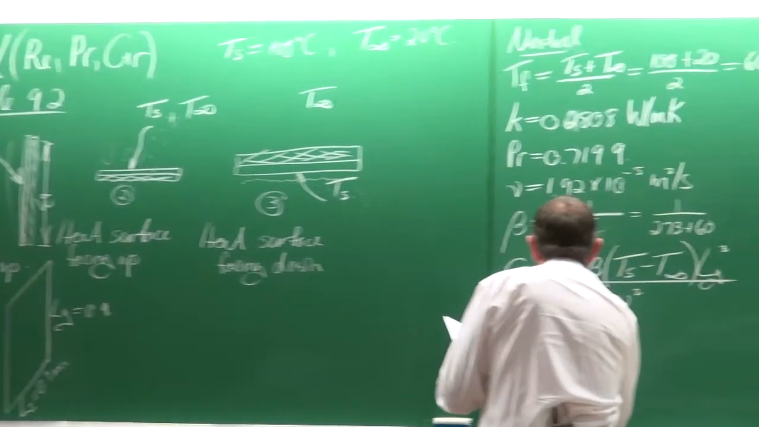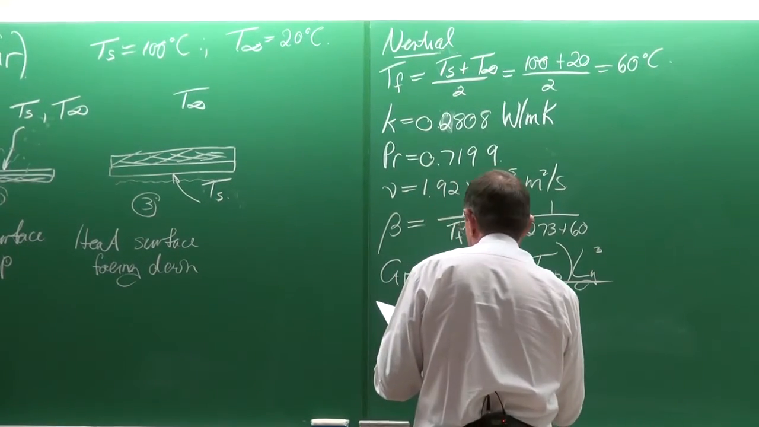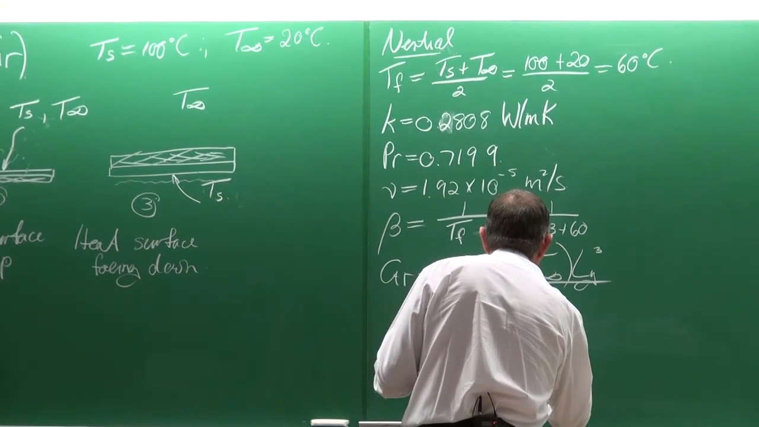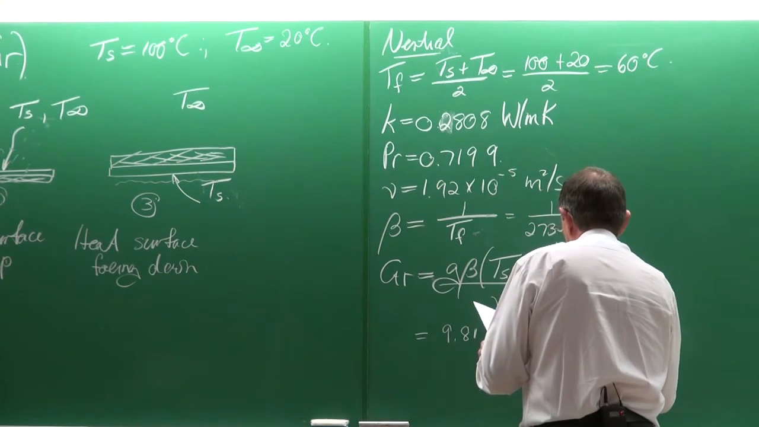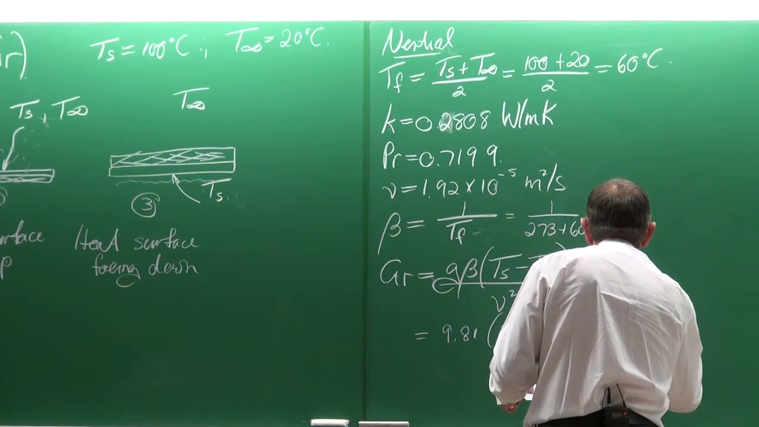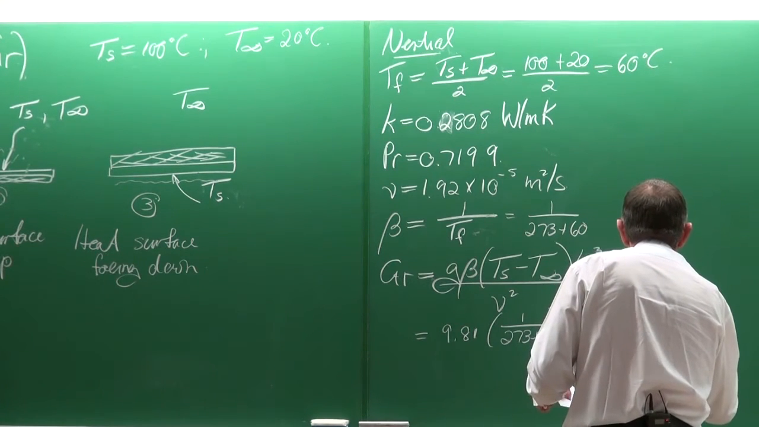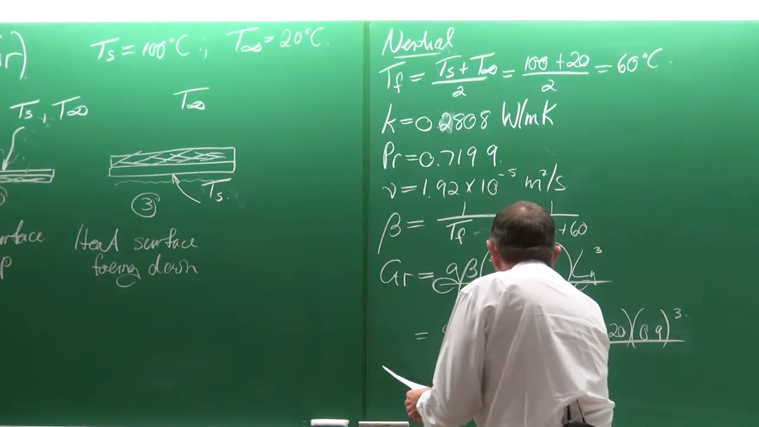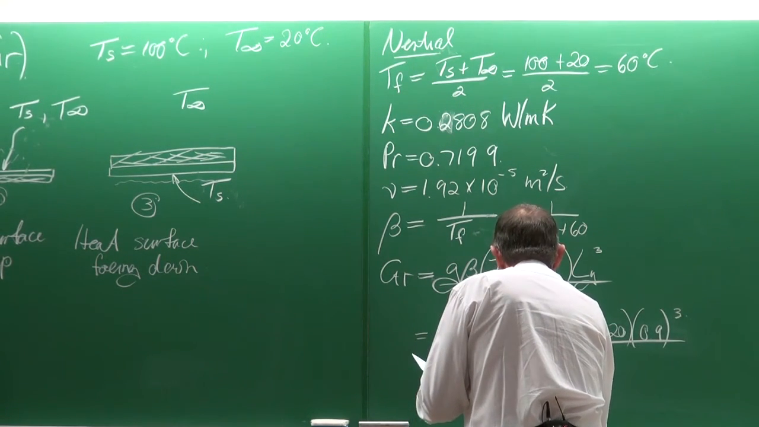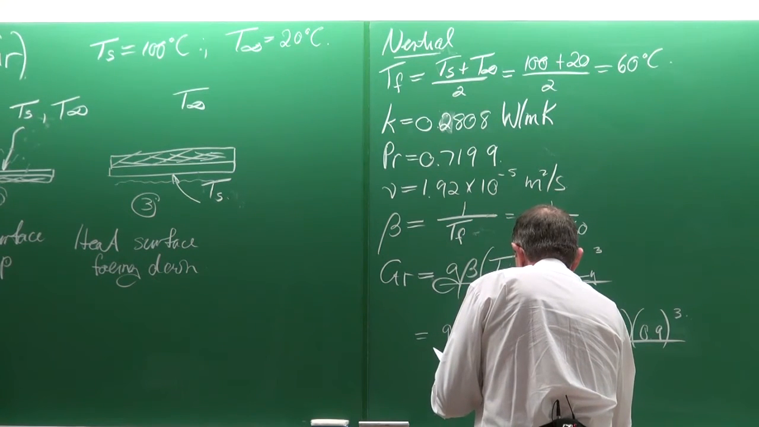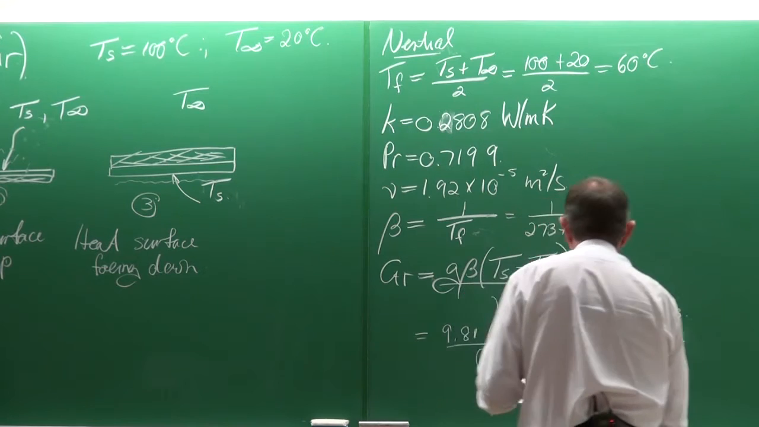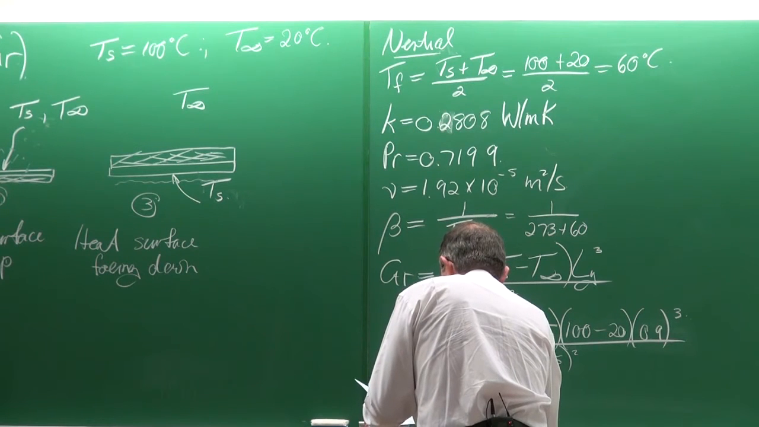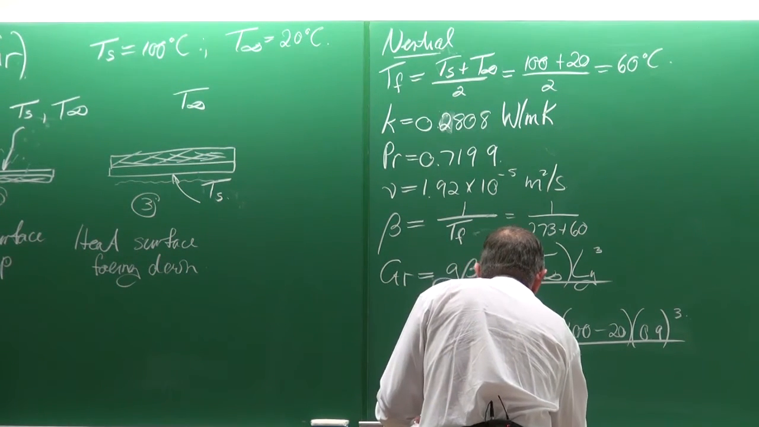Right, so if we go and calculate it, Gr is equal to 9.81 multiplied by beta, 1 divided by (273 + 60), multiplied by the temperature difference, 100 minus 20, multiplied by the length, 0.9 meters to the third, divided by the kinematic viscosity, 1.92 × 10^-5, and remember the square, and that would give us a Grashof number of 2.192 × 10^9.